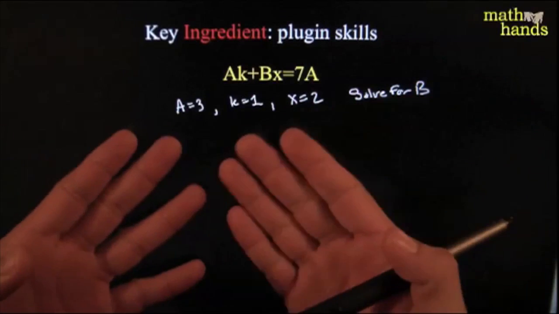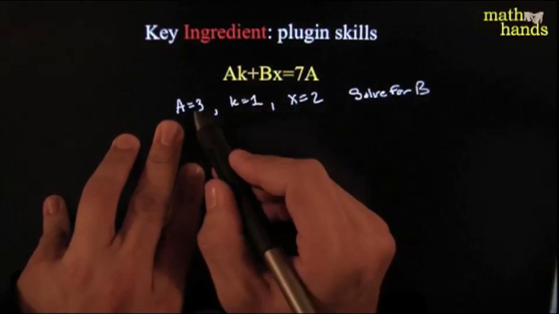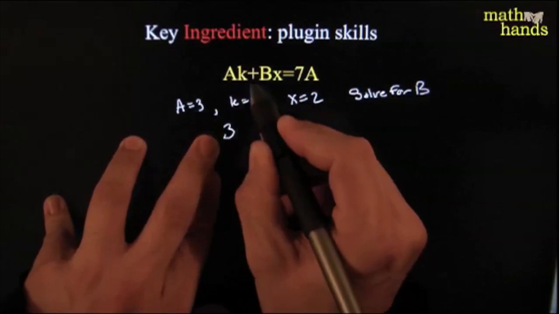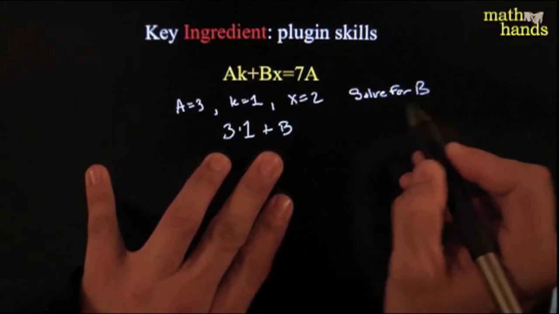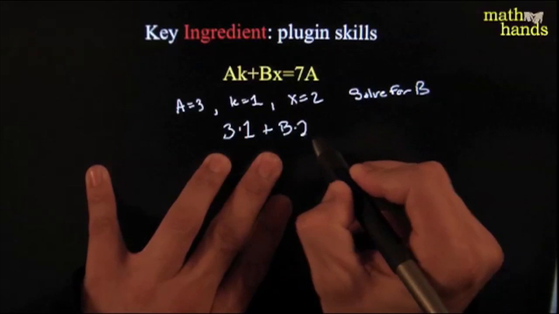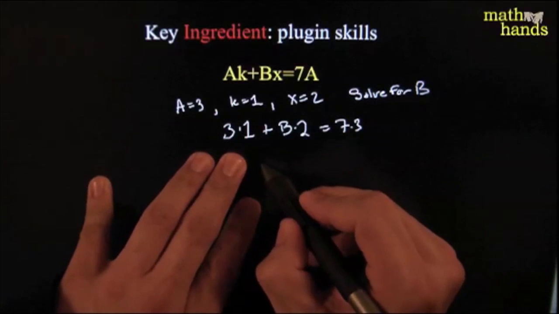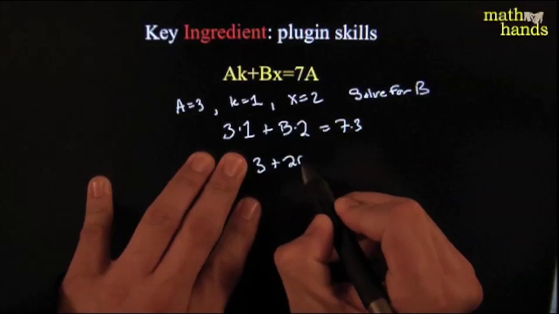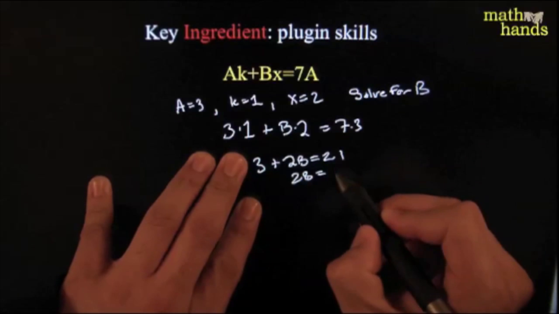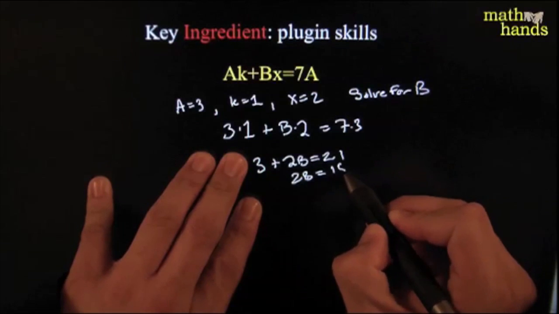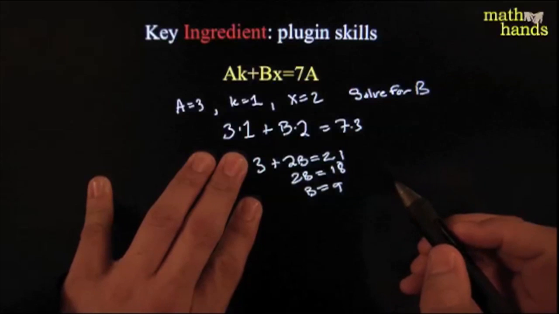Well, this is ridiculously easy for a typical student in this class. We've done so much algebra here. This is child's play. What you would do is plug that in there. A is equal to 3, so you've got 3. K is equal to 1, so you've got 3 times 1 plus B is unknown, that's the one we've got to solve for. X is 2, and that's equal to 7 times 3 again. So that means that 3 plus 2B is equal to 21. That means that 2B is equal to 18. And that means that B is equal to 9.